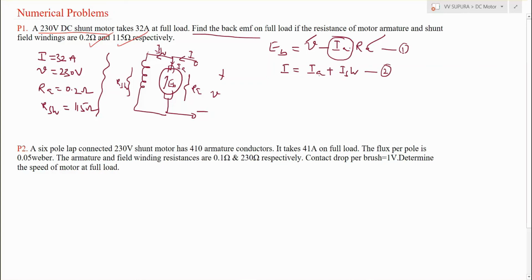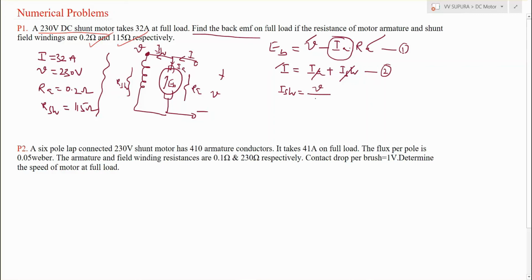So from this I know the supply current, and I don't know the armature current and ISH. But if you see at this terminal, the voltage is the same. It is connected in parallel, shunt connected. That's why the voltage at this place is also V. So from this I can calculate ISH.